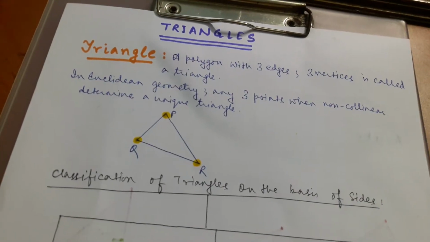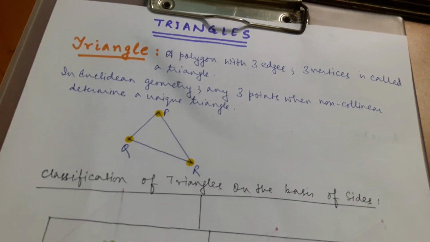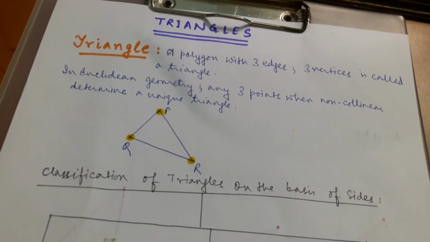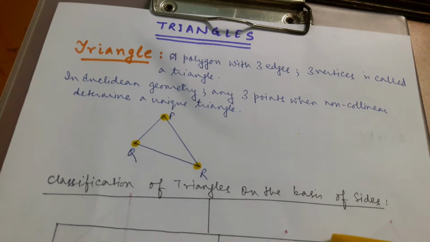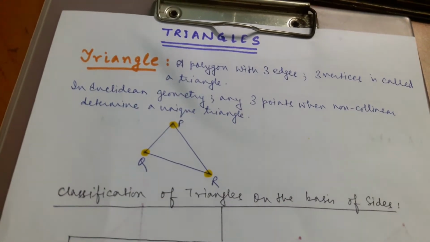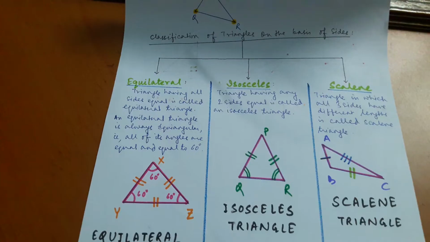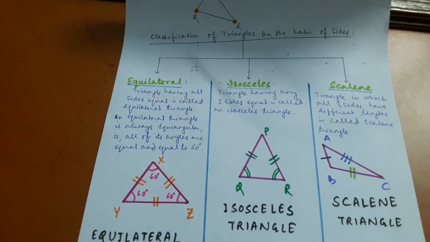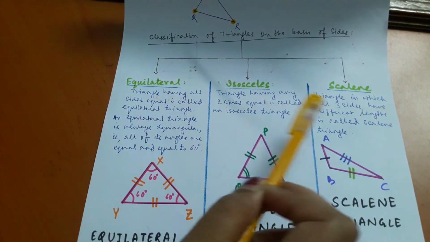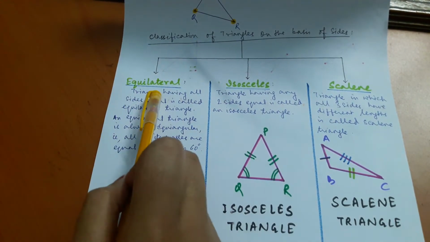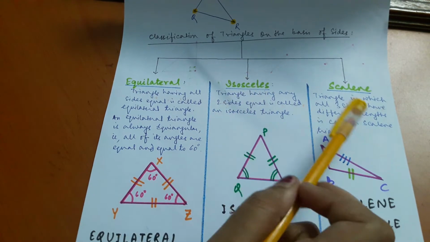Now हम triangles को बहुत सारे categories में classify कर सकते हैं. And the first category is sides. So let's come to classification of triangles on the basis of sides. Now अगर हम triangles को classify करें on the basis of sides, then we can classify triangles into 3 categories again. First is equilateral, then isosceles and then scalene.